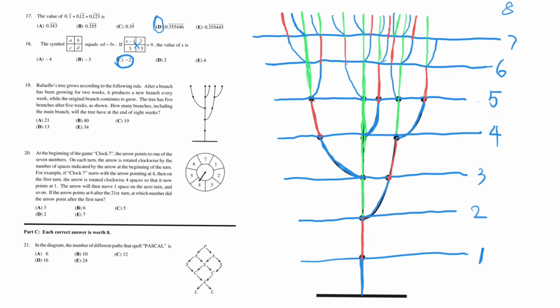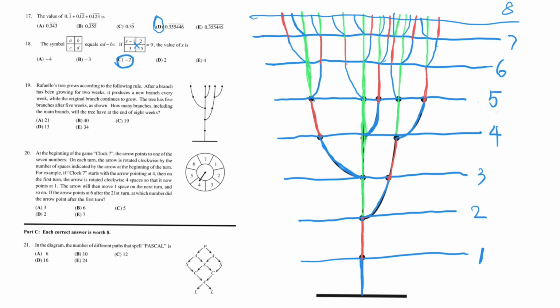The new branch is the first week, blue. The last one, blue, first week, will go to red. Now that's the end of the 8th week. That's the end of the 8 weeks, so now we count how many branches.